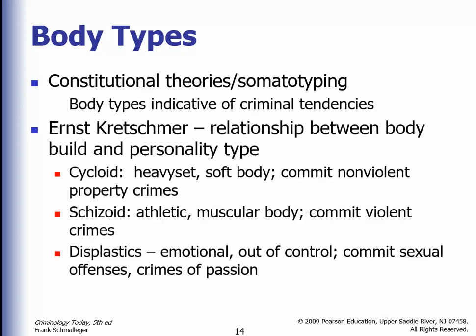So body type theories suggest that how your body's built, whether you're thin and frail, whether you're muscular, whether you're fat, doughboy kind of a thing, would be indicative of the type of behavior that you would have. And you see Kretschmer, he had 3 types. The cycloid was the heavy-set, soft-bodied person who might commit nonviolent property crimes. The schizoid was the athletic, muscular body that would be more likely to commit violent crimes. And the dysplastics were emotional and out of control, and might commit sexual offenses or crimes of passion.